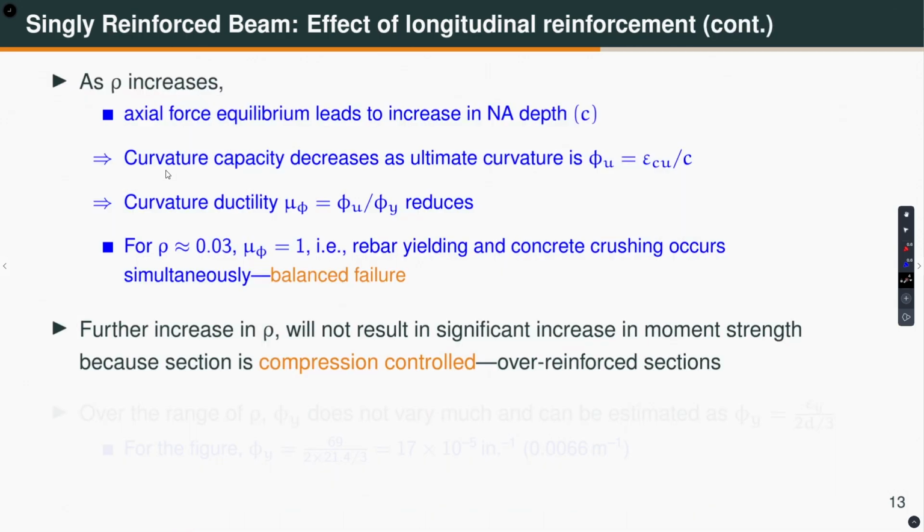Now, let me show you that further increase in rho will not result in a significant increase in the moment strength. That means, if you go past adding more steel beyond the balanced section, then the behavior of the beam is going to be controlled by the concrete, or compression controlled behavior, and you won't get any significant increase in strength, and there won't be any ductility. The curvature ductility is equal to unity for a balanced section.